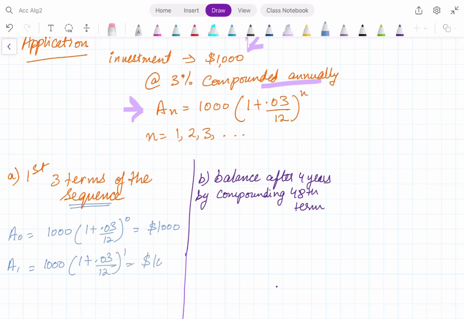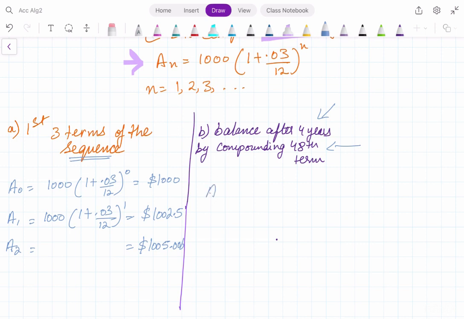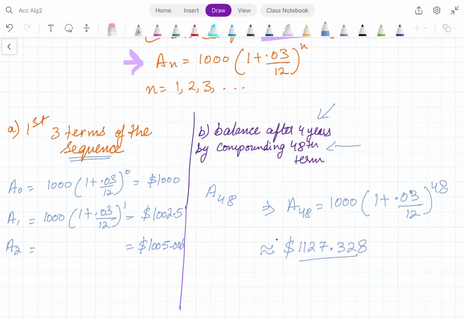For A0, you don't need a calculator because anything to the power of 0 is just 1. And then A2 will be, use the same formula, you will get 1005.006. On the other hand, in part b, they are talking about compounding to the 48th term. That implies they want you to put the value of n as 48. So what is 48? A48. So replace the value of n as 48. That will give you the balance after 4 years, because we are talking about compounding continuously. This is the whole entire introduction.